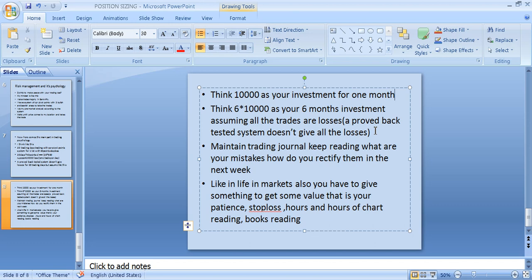Okay, maintain a trading journal. Keep reading what your mistakes are, because you make a mistake on one day, you ignore it, and you do the same mistakes every single day. Remember that years will go on, but you cannot make money. Understand that the trading journal is like an accounts book for any business.